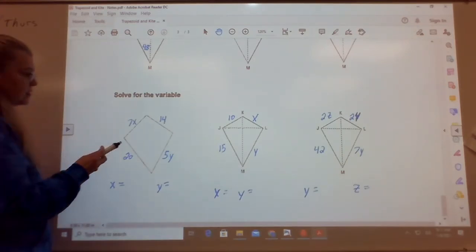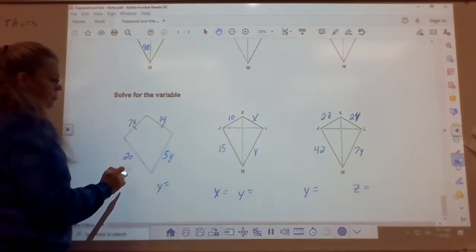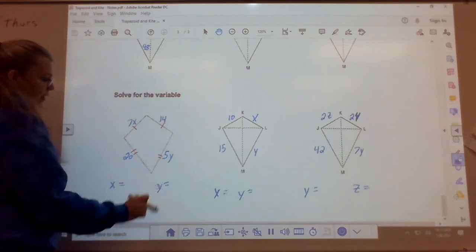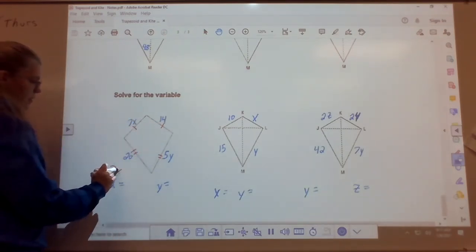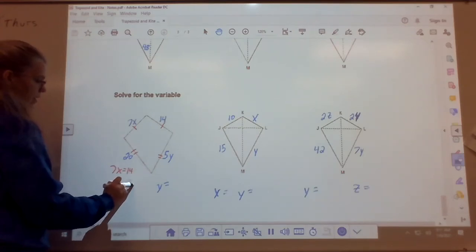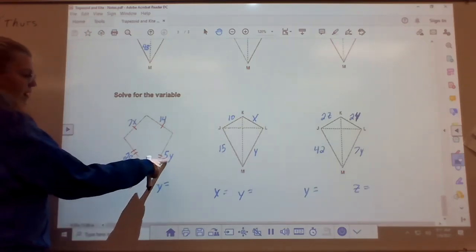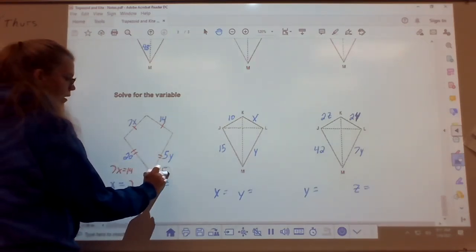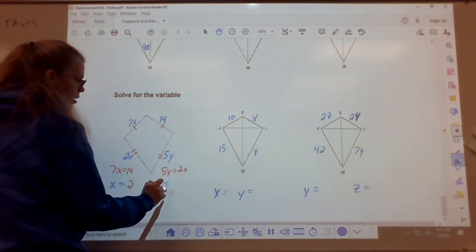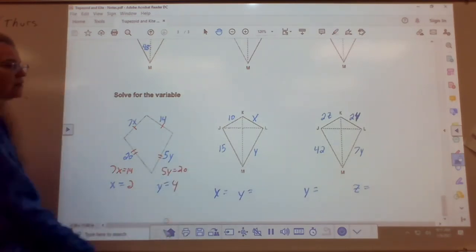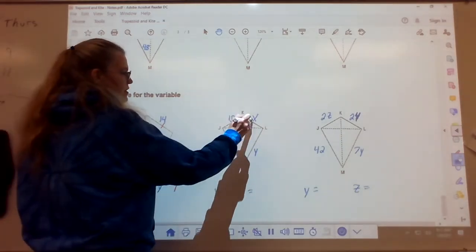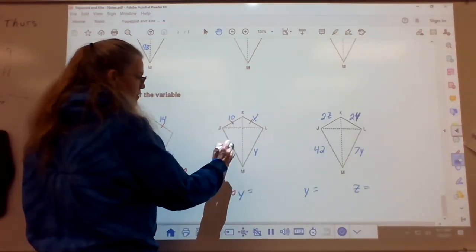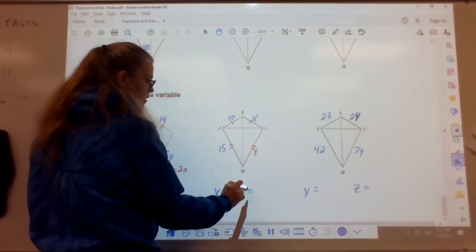Remember on a kite, those match, those match. So that's all I have to do. 7x equals 14. X must be 2. 5y equals 20. Y must be 4. This one I drew the diagonals in, but it doesn't matter. This is 10, this is 10. This is 15, this is 15.